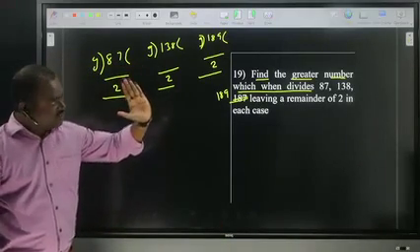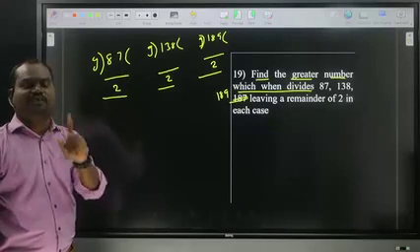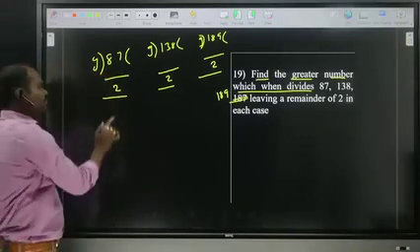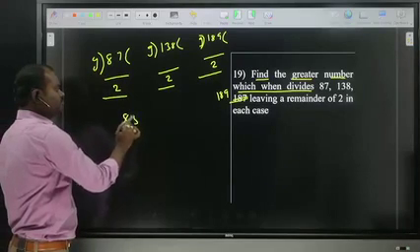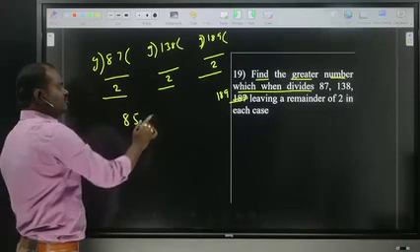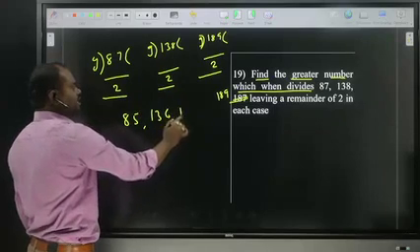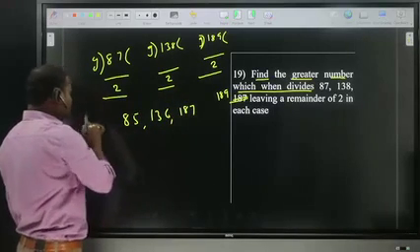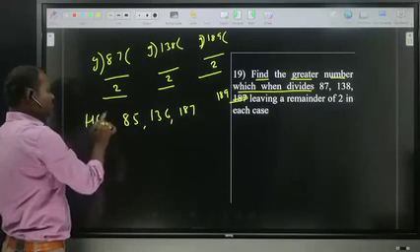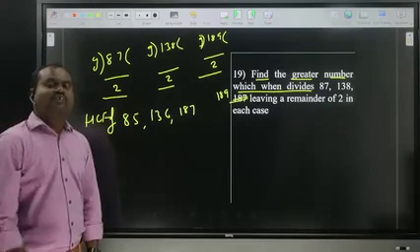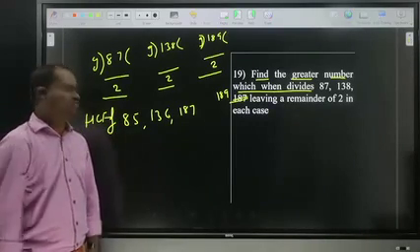So first of all, subtract the remainder, then take the HCF. 87 minus 2 is 85. 138 minus 2 is 136. 189 minus 2 is 187. For these, we should take the HCF. Remainder means that is excess. Subtract the remainder and take the HCF.